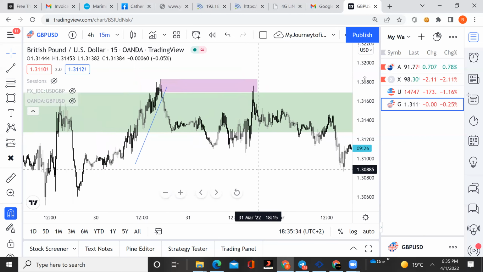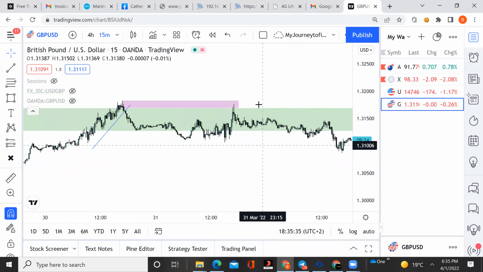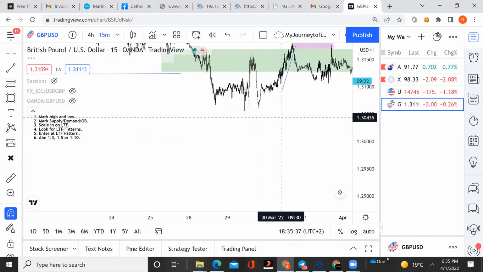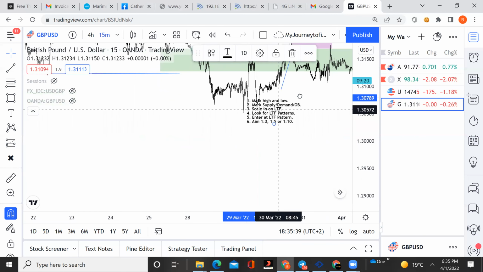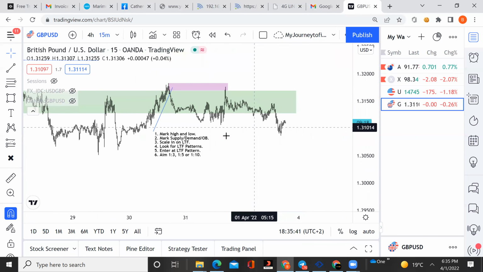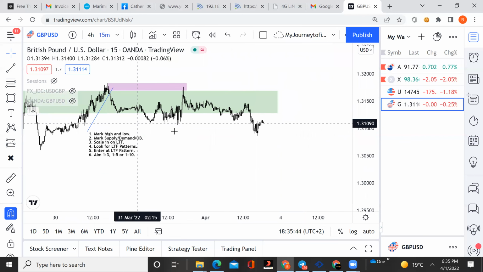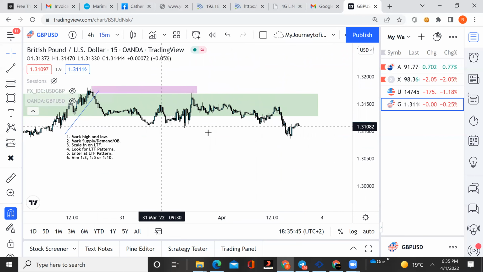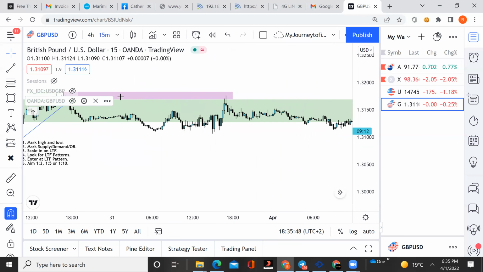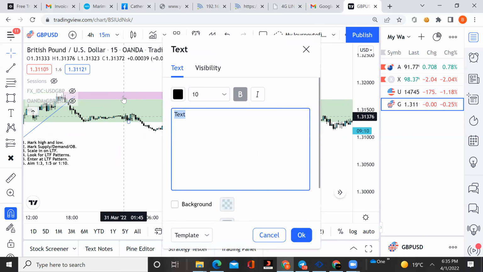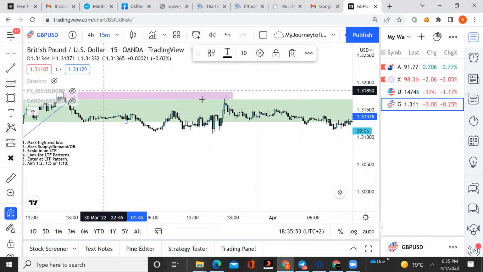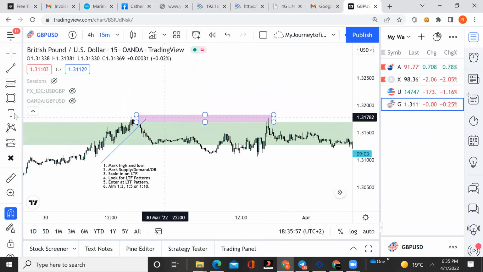Our second, well, first let's get our, so we are at 4 now. We're looking for the lower time frame pattern. Now at 5, we're going to enter at the lower time frame pattern. So this one was the first pattern that we saw. That's the first one, and we can put a 1 right here.